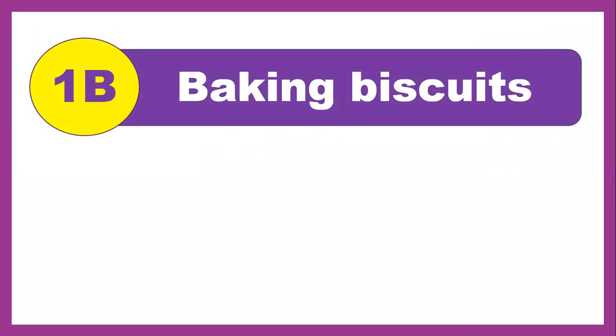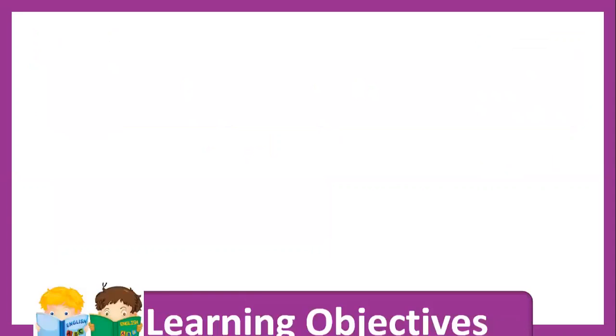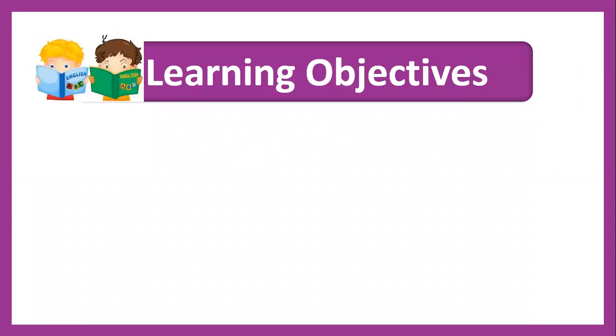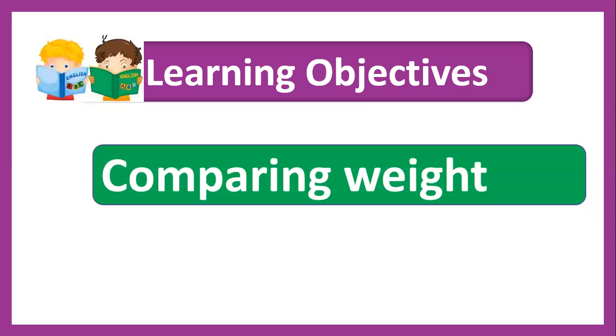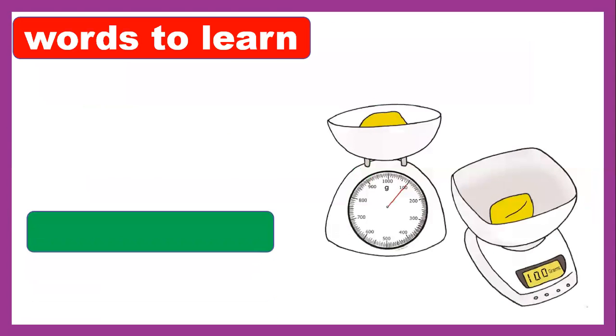Okay, today we started the new lesson from Unit 1B, Baking Biscuits, page number 28. In this lesson, we'll learn about how we compare weight. When we compare weight, we need scales, and there are two types of scales, the analog and digital.